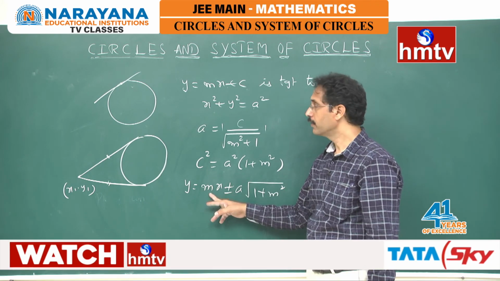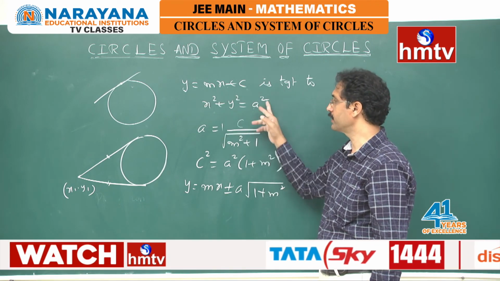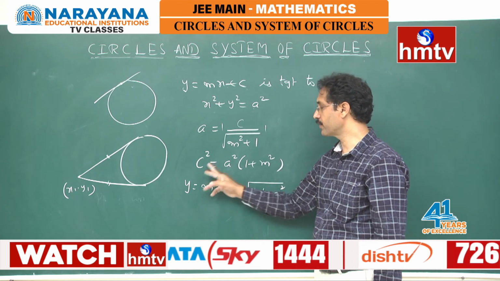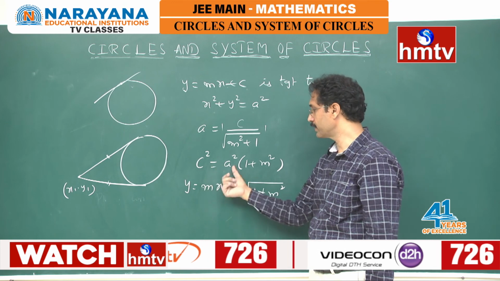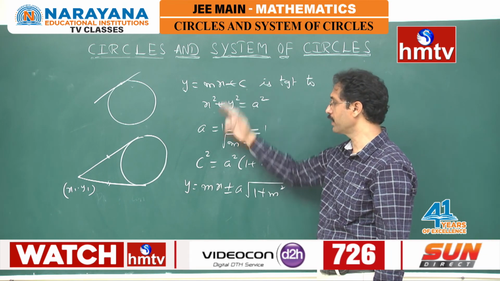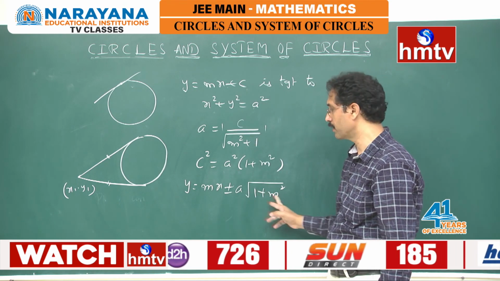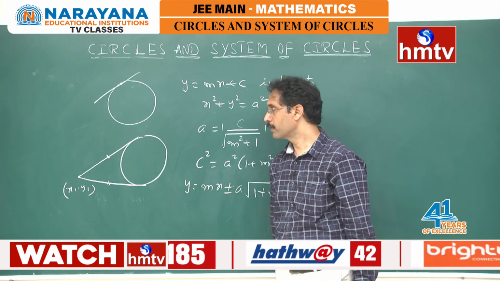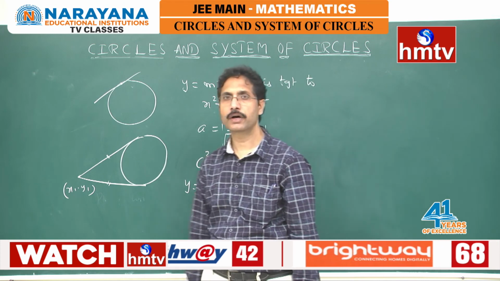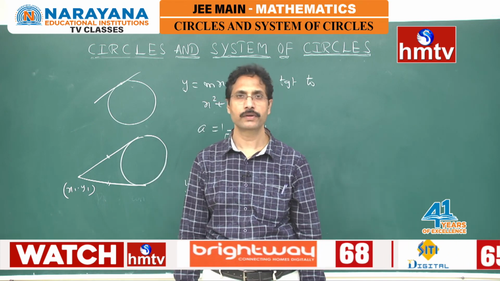So, remember, y is equal to mx plus c is tangent to the circle. We are getting c square equal to a square into 1 plus m square, and the c value is plus or minus a under root 1 plus m square. We are keeping it here, and we got the equation of the tangent completely in slope m. Okay. Now, we will see some more concepts on tangents and normals in the next class.